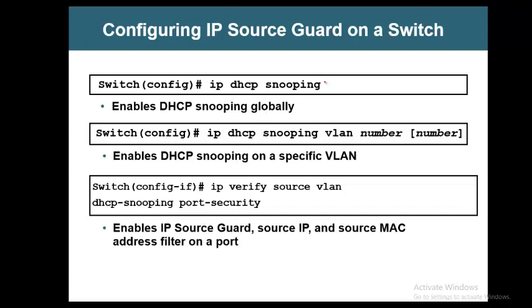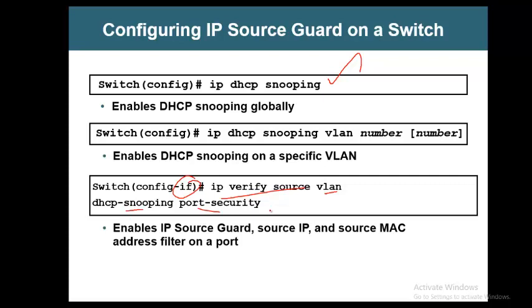As I said earlier, we need to have DHCP snooping to check this, because when you enable DHCP snooping, switches know what IP address is given to which MAC address and where they are connected. After doing that, you go under the interface and put this command. This is what is called IP source guard. IP verify source for VLAN, DHCP snooping, port security.